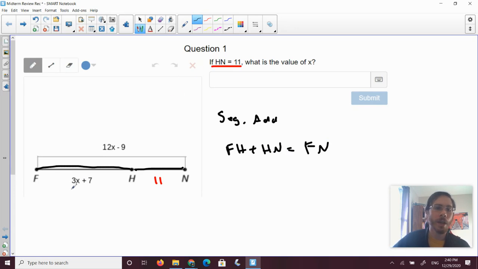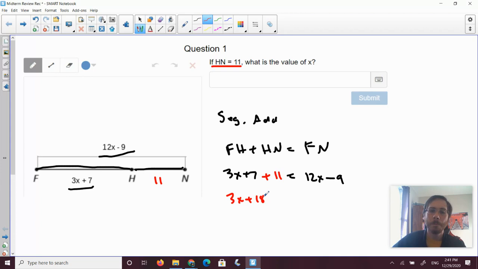Okay, so down here, FH we're told is 3x plus 7. So we're going to do substitution and just say FH is 3x plus 7. HN we're told is 11, so we'll add 11. And then FN, they actually gave us FN also. FN, they tell us over here, is 12x minus 9. So this ends up being an algebra problem, all the way back from Unit 1. So we'll combine our like terms. We've got 7 and 11, so that's going to become 18. I'm going to leave everything else the same.